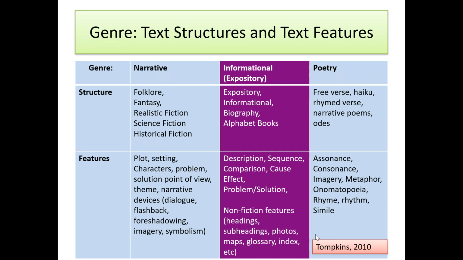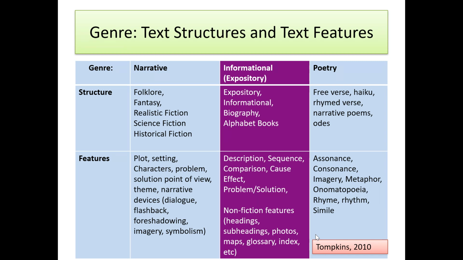Compare and contrast are informational or expository text. Cause and effect. Think of history texts that teach about the causes and the outcomes of the Civil War. That would be an expository text. And then, of course, problem solution. An article will pose a particular problem, and the research within the informational text will talk about how to solve that problem.